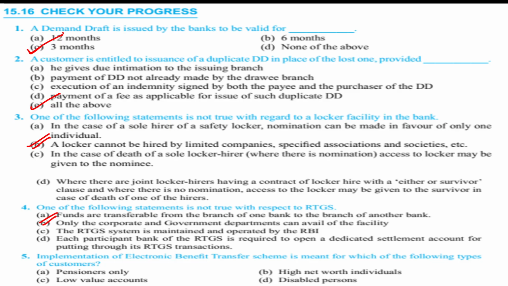Implementation of the EBT scheme is meant for which of the following types of customer? Pensioner only. So pensioners yes, but pensioners only no. High net worth individuals no. Low value accounts yes. So C is the correct answer for this question.